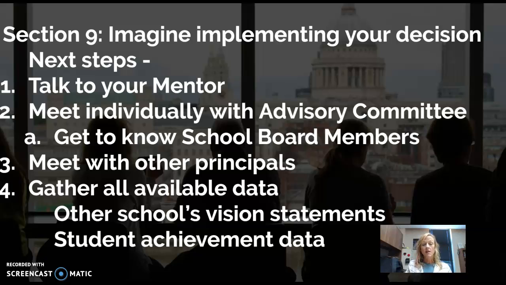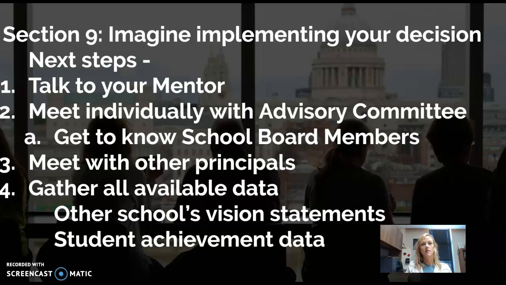Then I would like to meet individually with the advisory committee and see what their priorities are. What do they see for the future of the school? Get some vision statement ideas just from meeting with them, and get to know your school board members. I think relationship building is huge. One of the things that I've learned through this class is you don't want to go in and make tons of changes right away. You want to sit back and gather information and use that information to move forward.